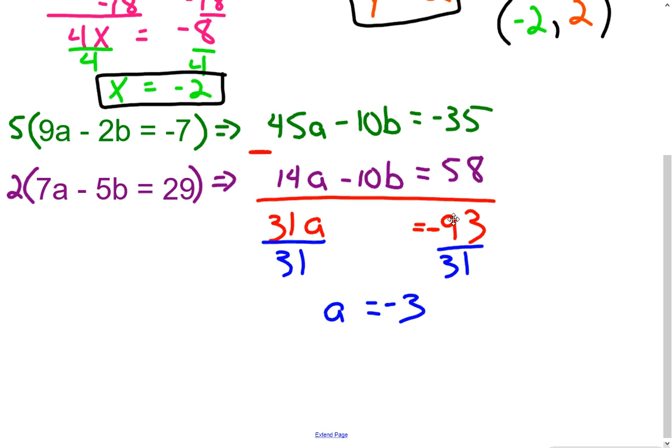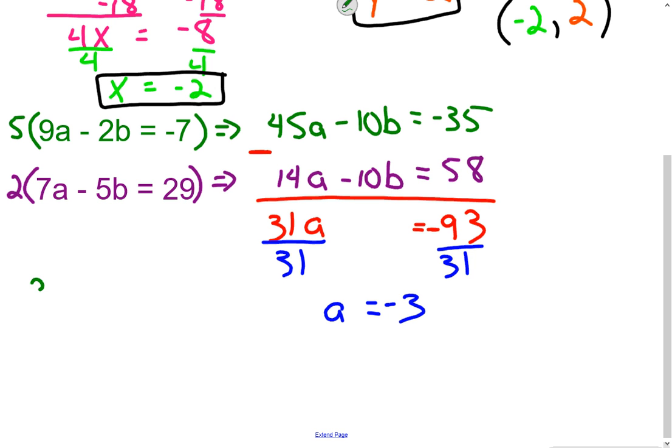Now I need to take this negative 3 and plug it into one of my equations. And again, remember, it doesn't matter. You have 4 choices here: either one of the green equations or either one of the purple equations. I think I'm going to go with the first green one. I think my numbers look a little smaller to work with, so that's why I'm going to choose that one. And I'm going to plug that a value in.